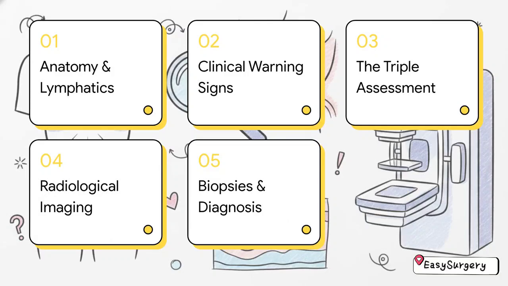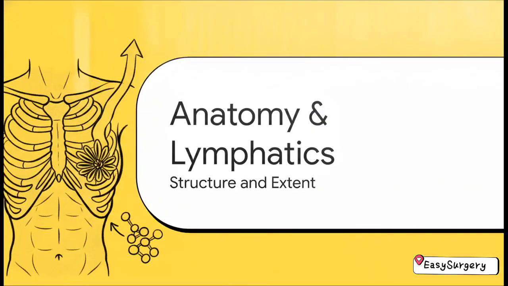Okay, let's dive into this with our roadmap. We'll start with anatomy and lymphatics, look at the clinical warning signs, funnel down into the triple assessment, cover radiological imaging, and finally finish up with biopsies and tissue diagnosis. Let's jump straight into step 1. Section 1. Anatomy and lymphatics.